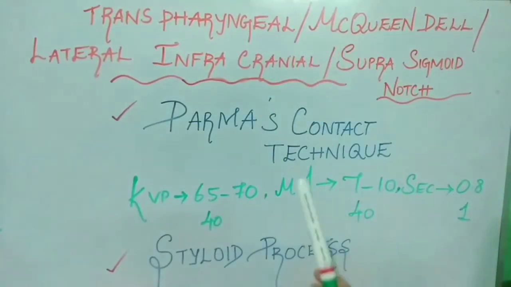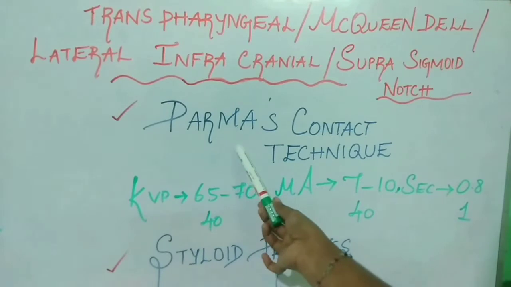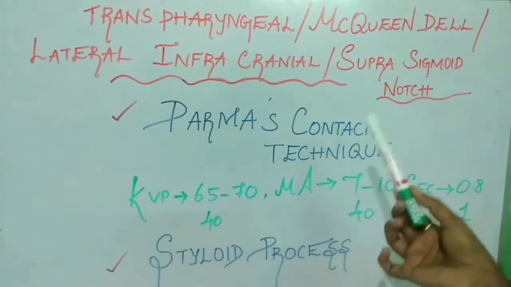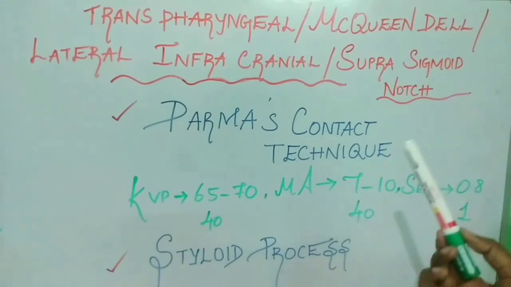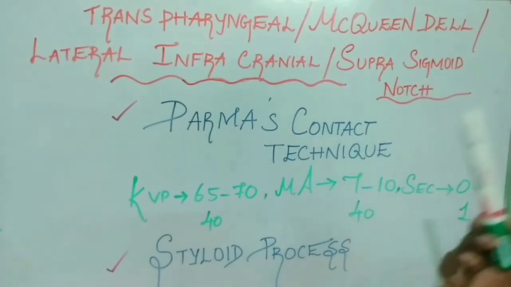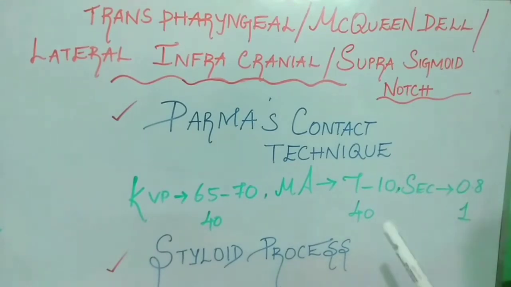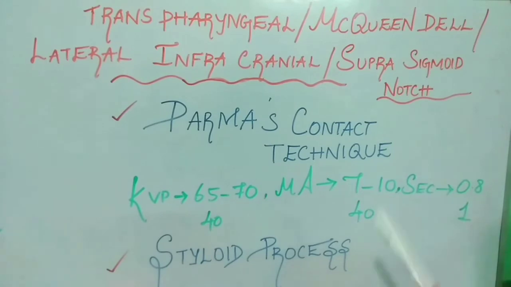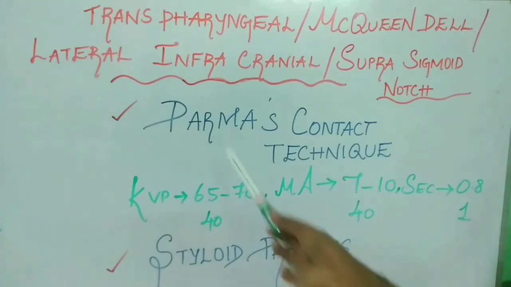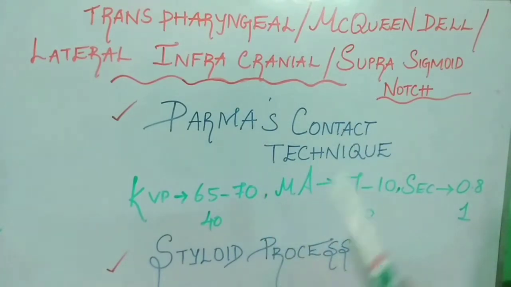A modification of the transpharyngeal projection is known as Palmer's contact technique. In this technique, we remove the lead-lined open-ended cone of the tube head and bring the tube head closer to the skin surface of the patient. This is to produce magnification of the tube side structures and also to reduce superimposition. Because of the higher radiation dose, this technique is not used nowadays.